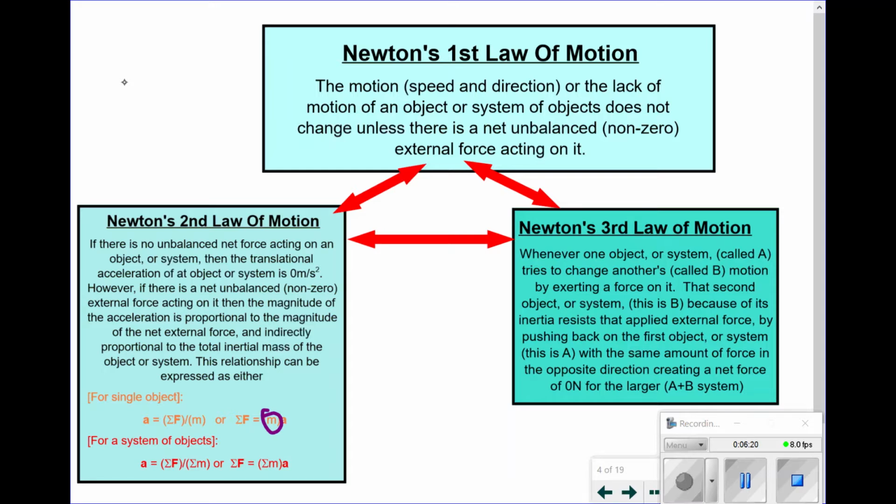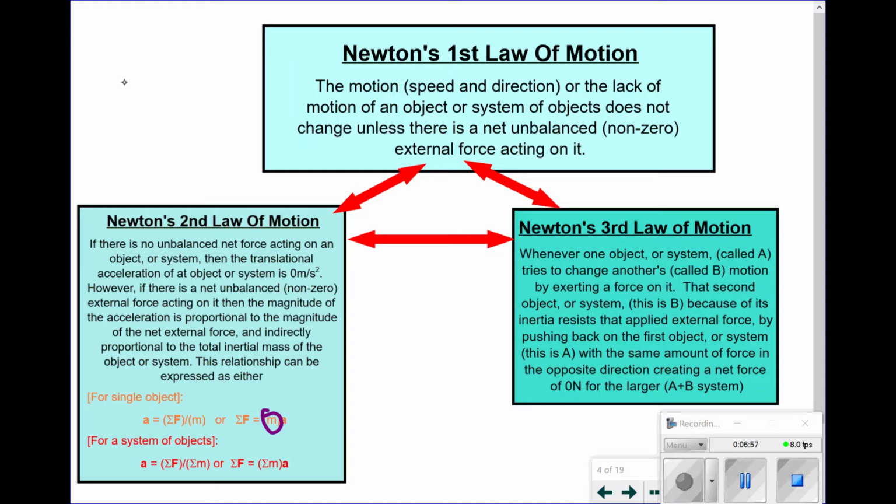Whenever you exert a force on me, so whenever one object or system, we'll call it A, tries to exert a force on another object or system B to change its motion, then B, the object or system that's being affected by A, resists by exerting a force back onto A with the same amount of force but in the opposite direction. So the net force between A and B in their interaction just between each other is zero.